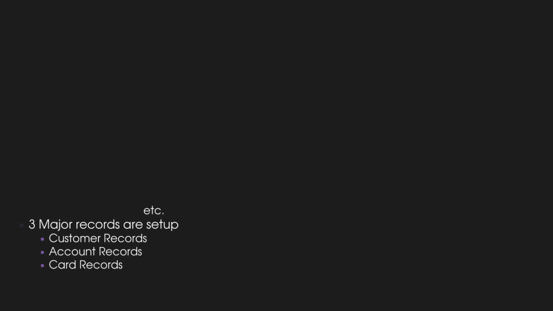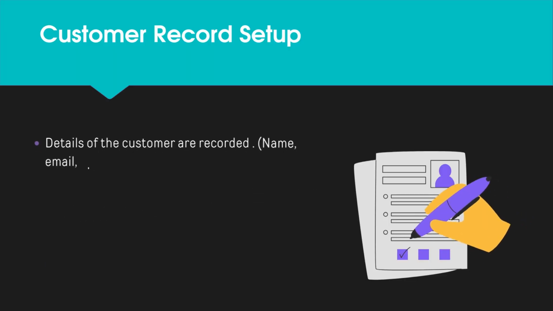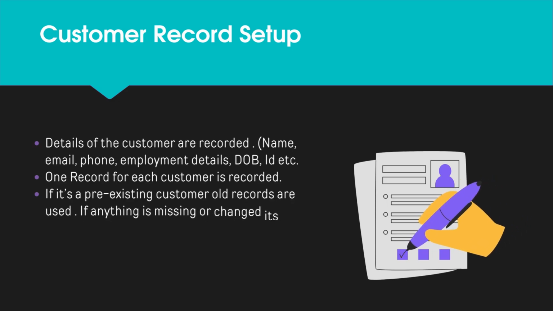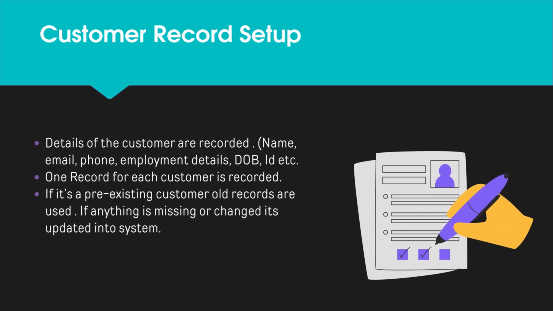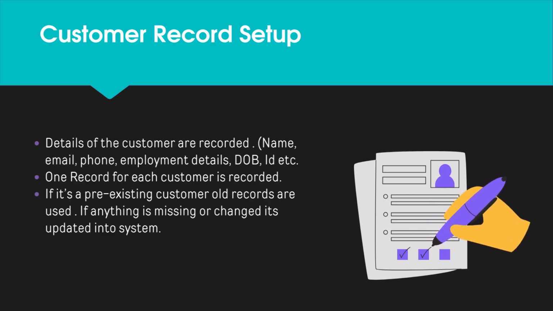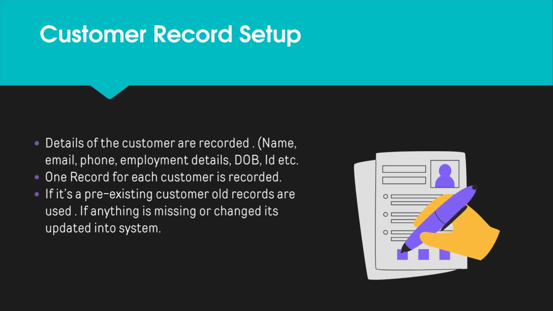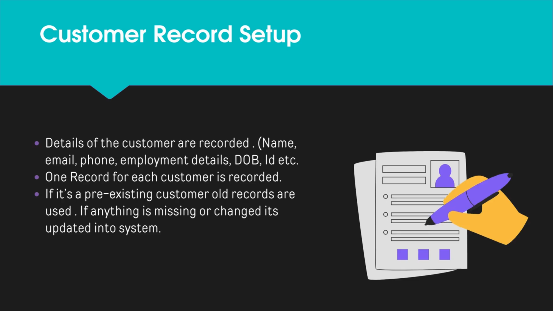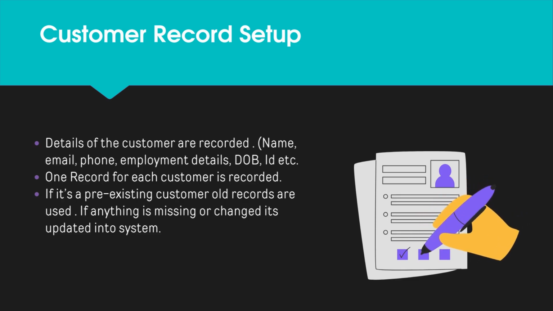Let's explore. Starting with the customer record, this is where all of your personal details are stored. Your name, contact information, employment details, and identification numbers, for example. Now, if you're already a customer of the bank, this information doesn't need to be re-entered. Instead, your existing customer record is simply updated. Imagine you already have a loan or a savings account with the bank. When you apply for a credit card, they just add this new data to your profile, keeping everything centralized.